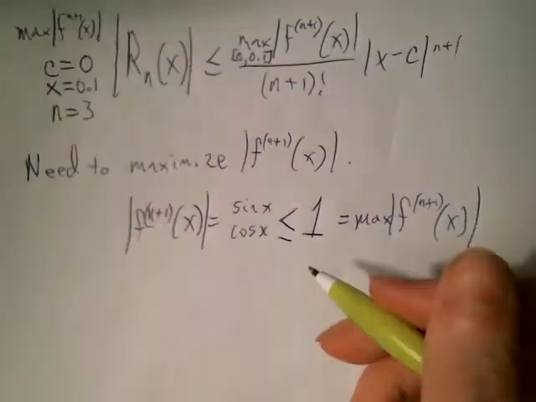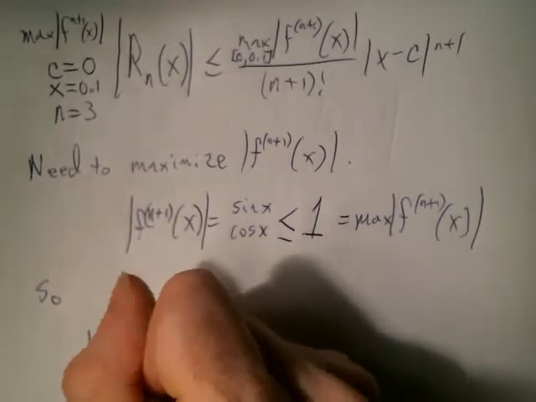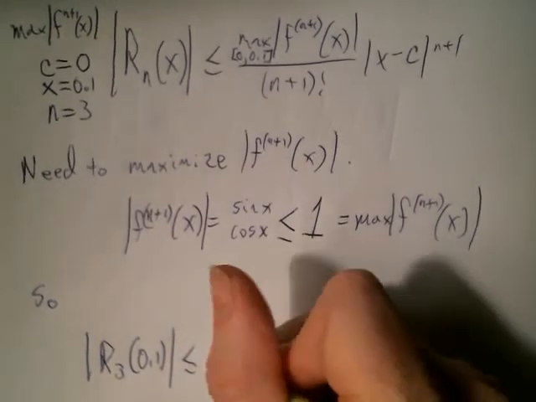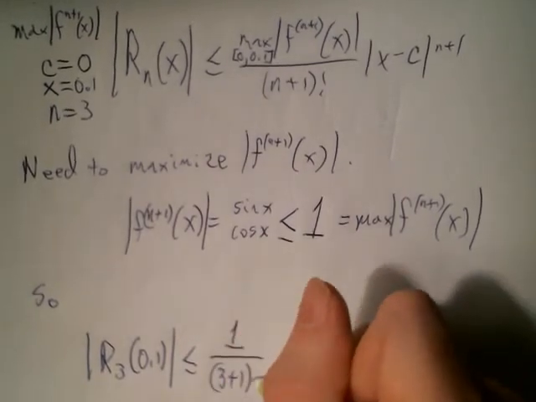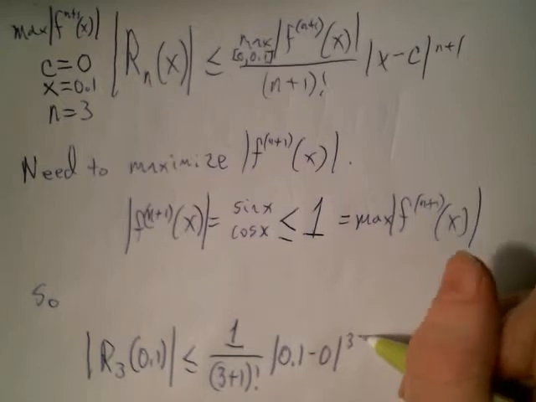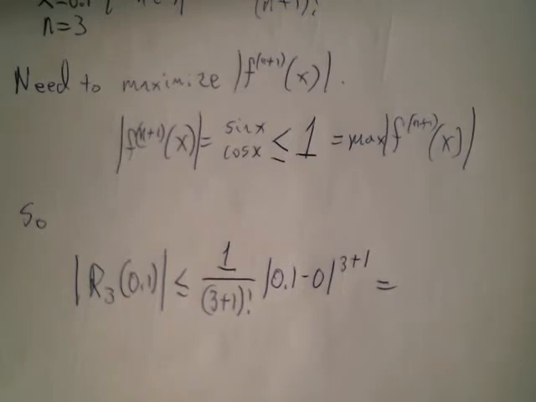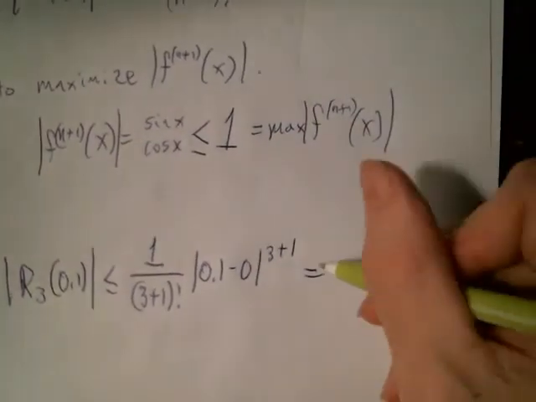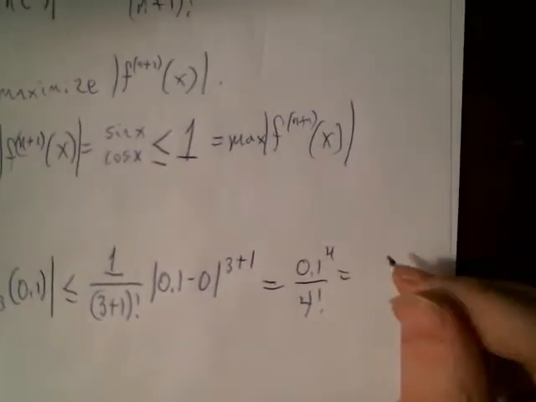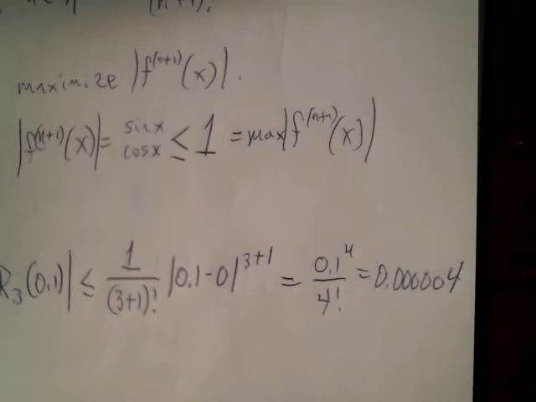Okay, and then I can go back now to my remainder formula and fill in the blanks. So R sub 3 of 0.1 will be less than or equal to 1 over 3 plus 1 factorial times the absolute value of 0.1 minus 0 to the 3 plus 1 power. Okay? And then if you evaluate all that, you get 0.1 to the 4th over 4 factorial, which is equal to 0.0000004. It's an awesome approximation.